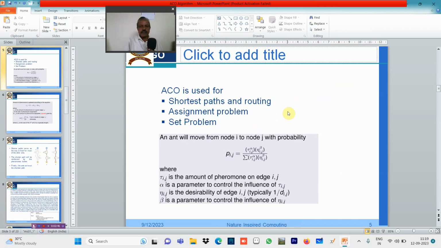Then this ACO we mainly use for shortest path and routing. This is also for assignment problems and set problems. All these things we use ACO, or ant colony optimization, for.